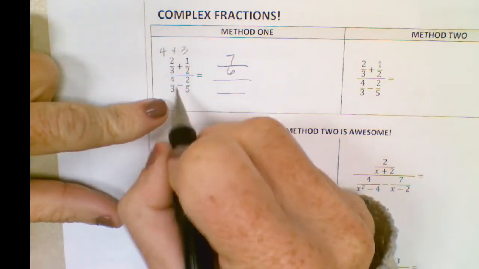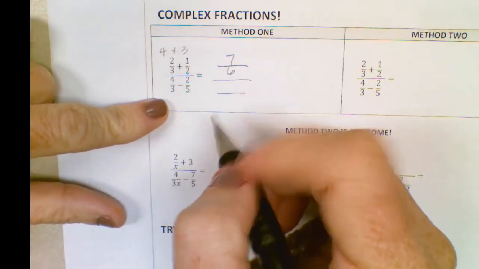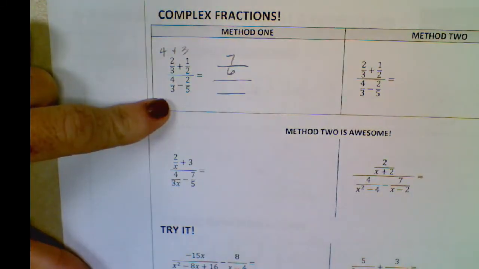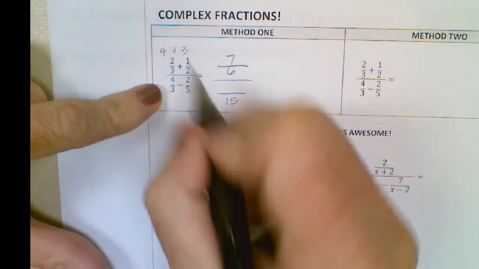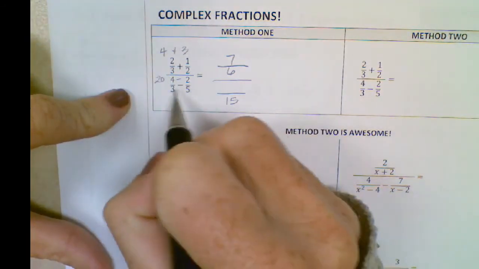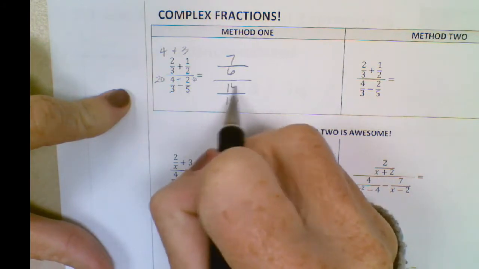Anytime you see fractions within fractions within fractions, you're going to have a little bit of anxiety, but I'm going to try and get rid of that anxiety for you quickly. So 3 times 5 is 15. 4 times 5 is 20. Minus 3 times 2 is 6, which would be 14.